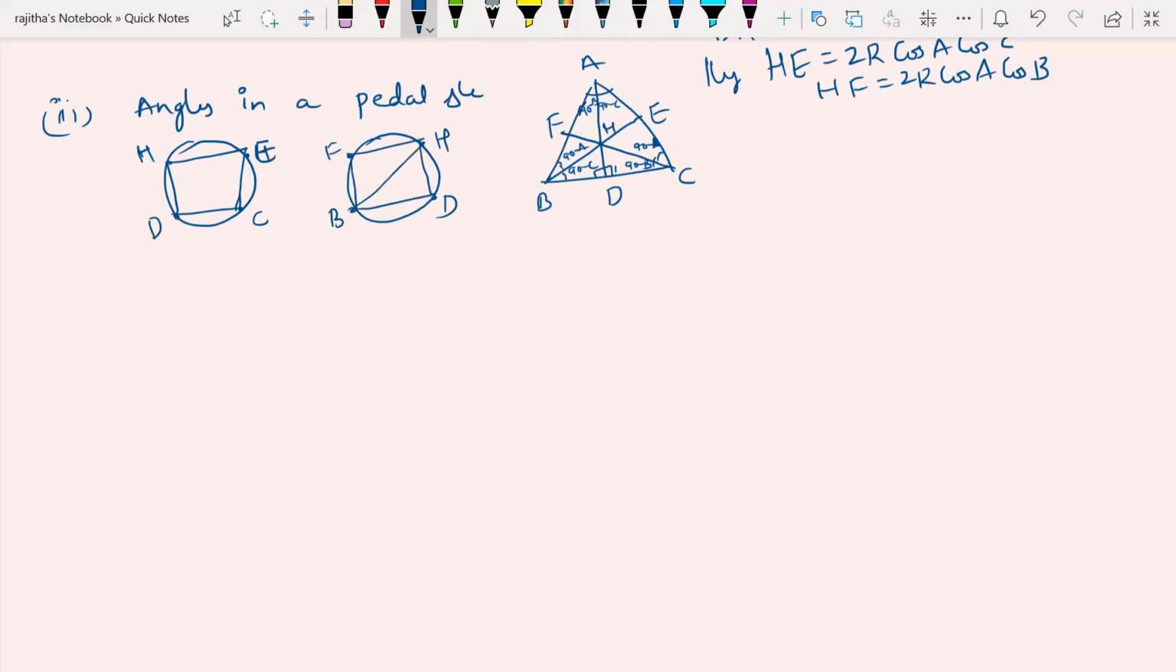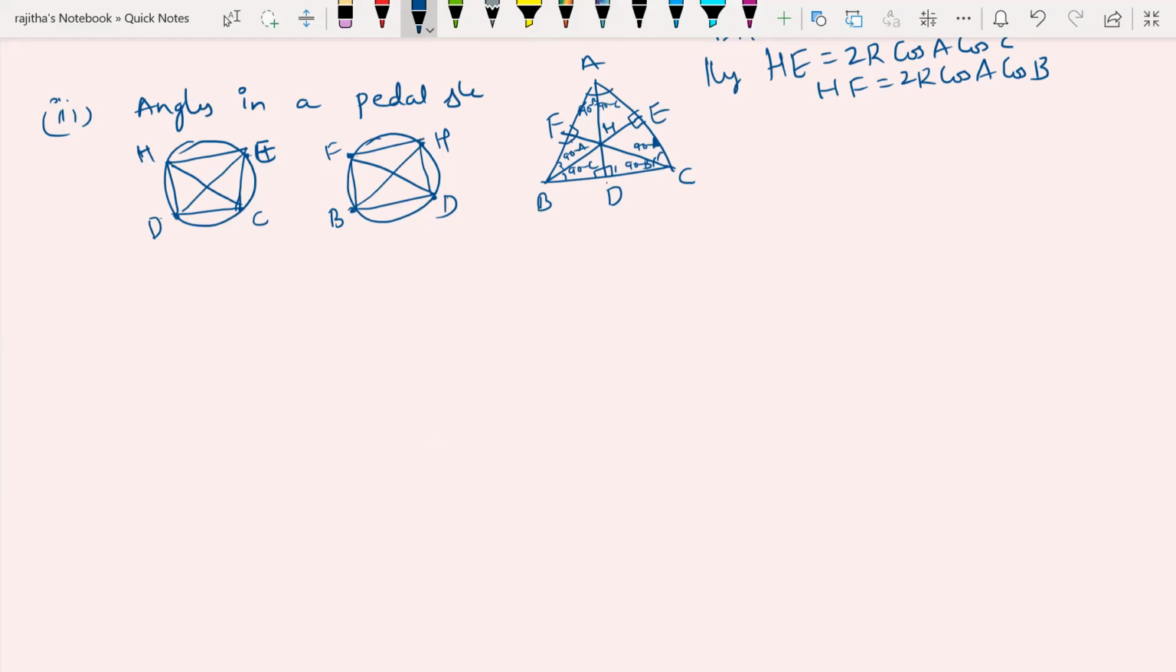Cyclic means, observe clearly, the sum of the opposite angles is 180. Here the sum of the opposite angles is 180, at D and F the sum of the opposite angles is 180, here also, and here also. So you know the angle subtended theorem in a circle.